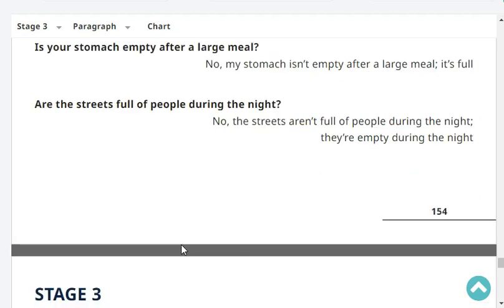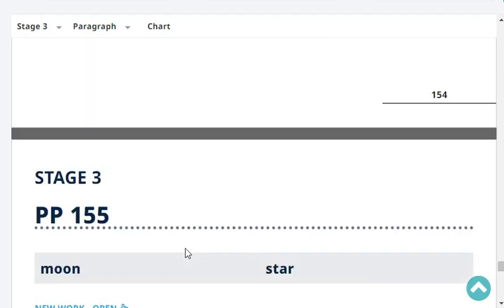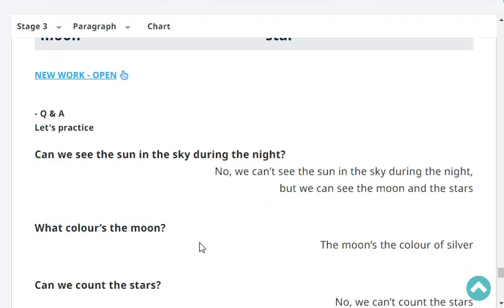Very good. Are the streets full of people during the night? No, the streets aren't full of people during the night. They're empty during the night. Very good. Can we see the sun in the sky during the night? No, we can't see the sun in the sky during the night, but we can see the moon and the stars.